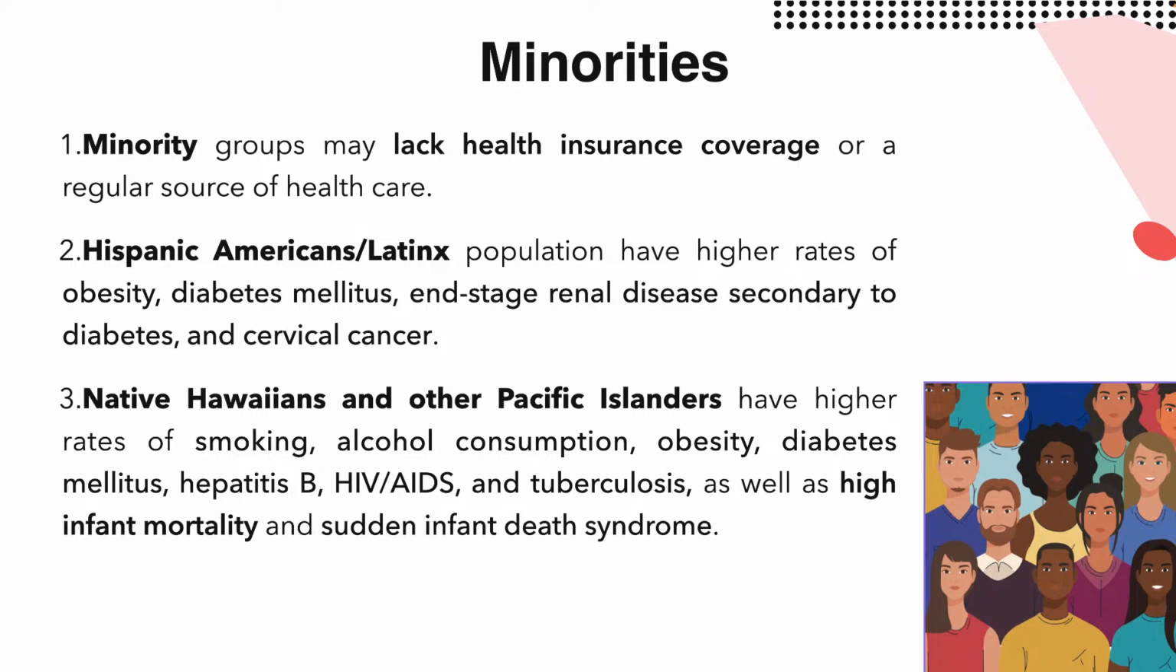Number two, Native Hawaiians and other Pacific Islanders. Things you need to know about this population that show up on your exam are that they have higher rates of smoking, and again, this could lead to pulmonary cancer. Alcohol consumption is an issue in this population, as well as obesity, diabetes, hepatitis B, HIV, and tuberculosis. One of the things I have seen show up on the exams a lot is the high infant mortality in this population. You're probably going to be asked about this.